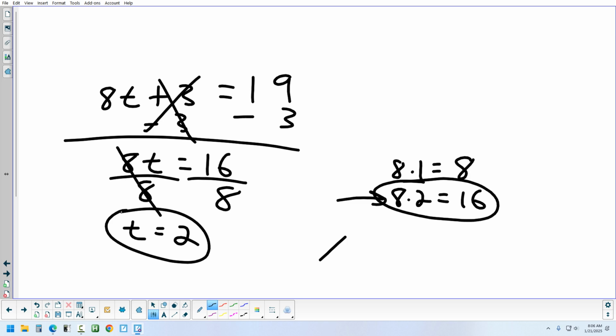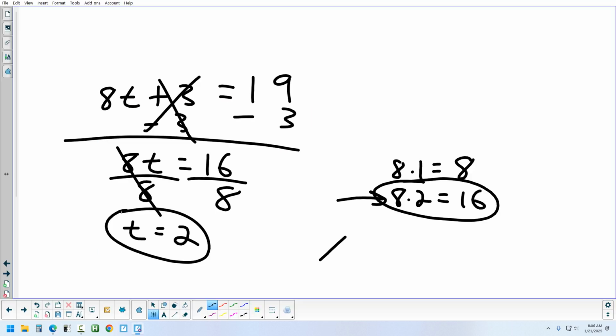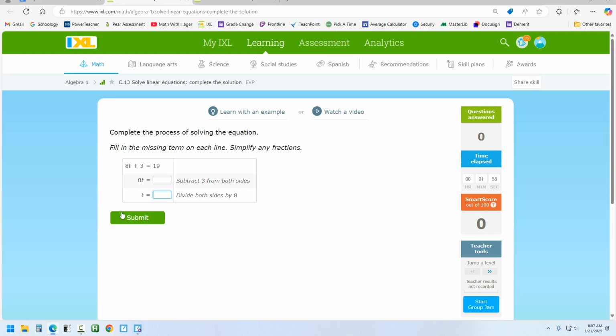Okay. So now that's what they want us to type in on the last line. So we know t is 2, so we're going to put 2 there. And then the line above it, I have to go back and see what we had, 16. So we're going to put in a 16 and a 2. All right. Let's see what we got.